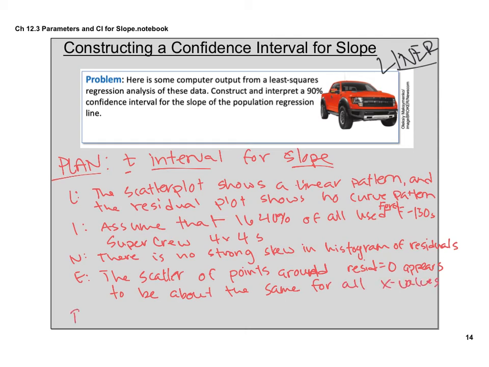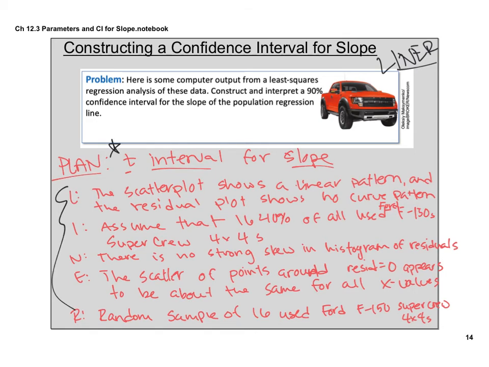Okay, and then the last one, random. Random's usually pretty easy to address. So this is a random sample of 16 used Ford F-150 Super Crew 4x4s. Okay, here we go. So there's our plan, which is kind of crazy because it takes us a little while, but you got to name the test and then you got to list all the conditions, which for inference for slope, there's a lot of them.